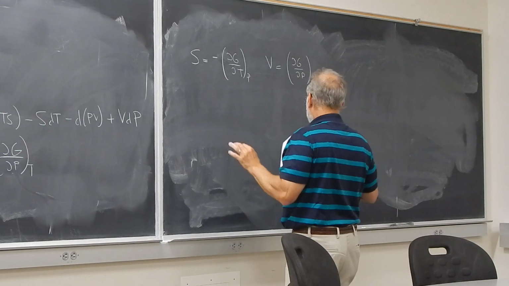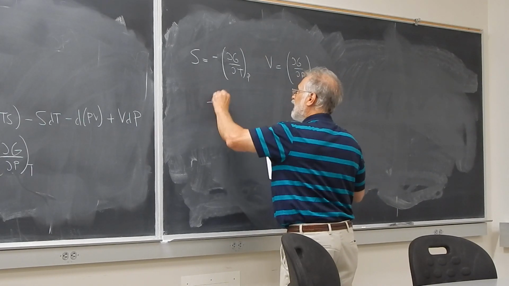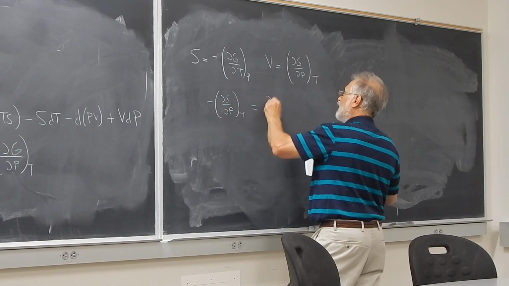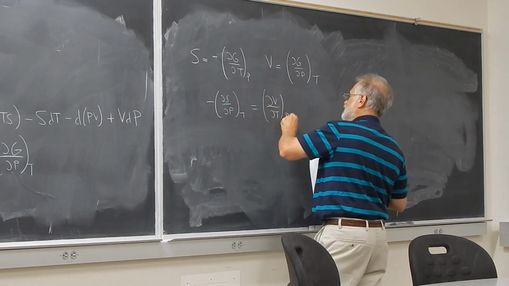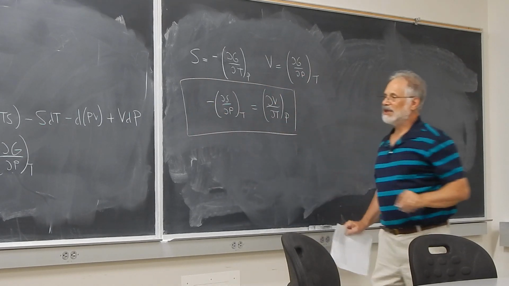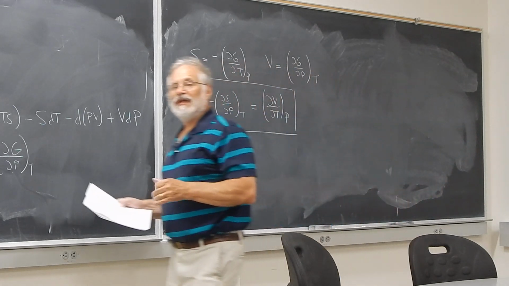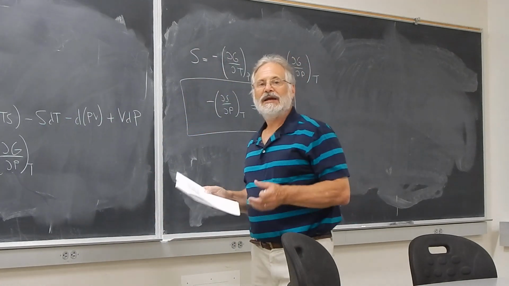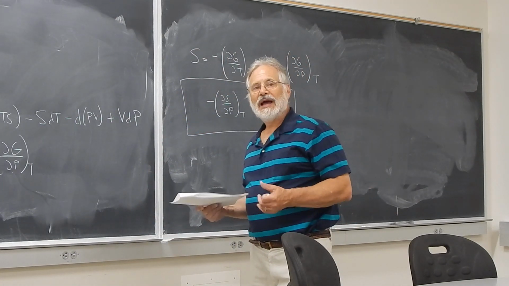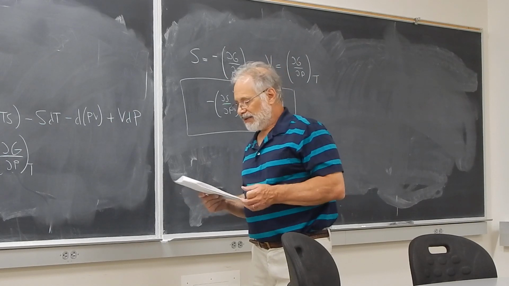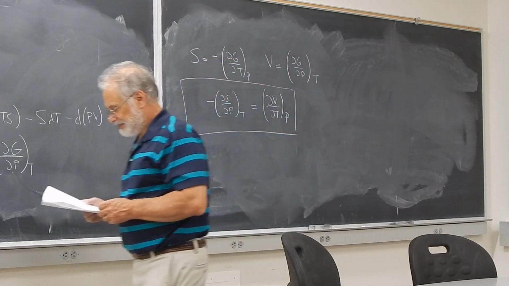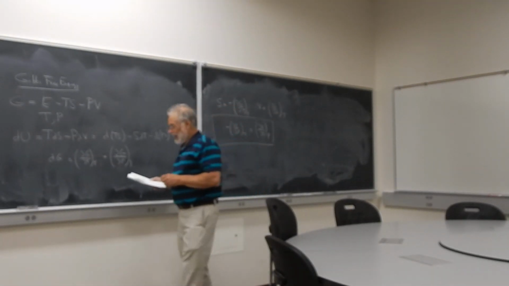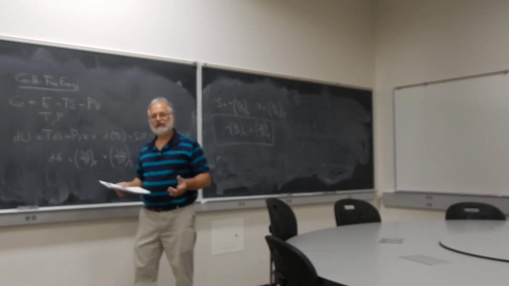Again, equating the second partials gives me minus dS/dP at constant T is equal to dV/dT at constant P. And this is my fourth Maxwell relation. This one relates to the Gibbs free energy, another term that we'll use quite a lot in studying phase equilibria and will become important to us in other areas as well in statistical mechanics. And we will use these functions as we move on.